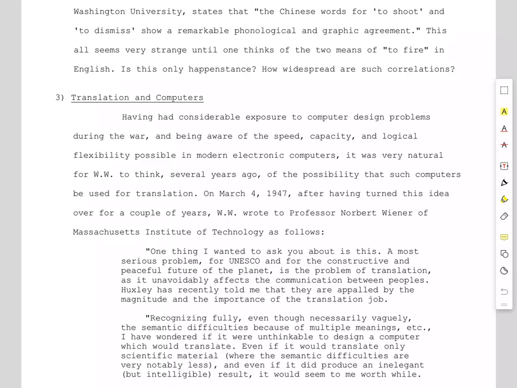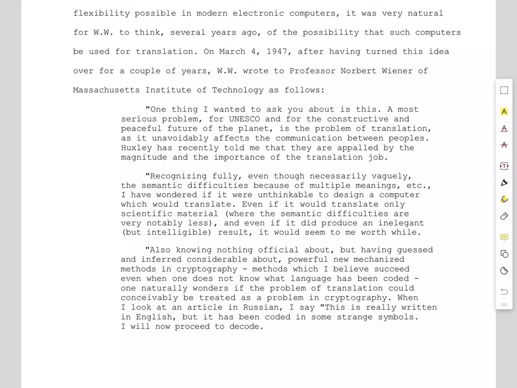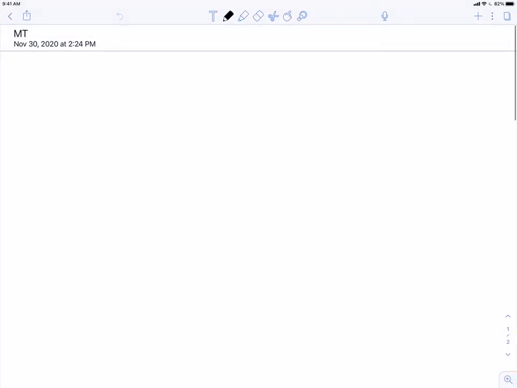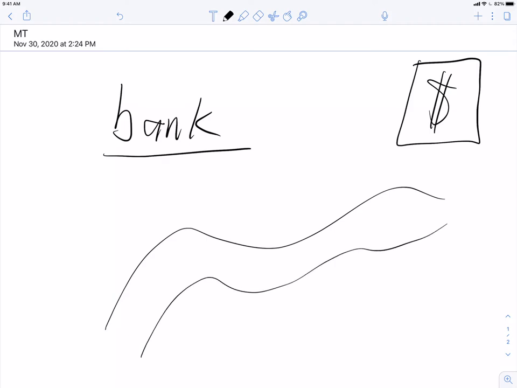Weaver notes that translation is necessarily a difficult problem, in large part because of the problems of ambiguity. Here, Weaver discusses the fact that words in English and words in other languages can have multiple meanings. For example, the word bank can have multiple meanings. It could refer to a building where you keep your money. It could refer to the side of a river, or it could refer to an aircraft. I'm not going to draw an airplane. My skills aren't that good.